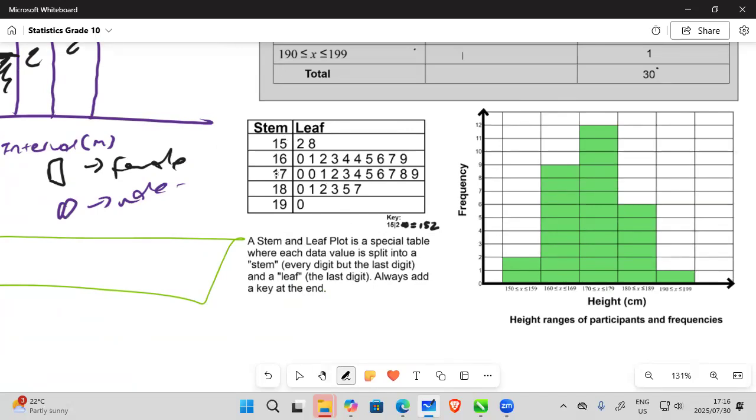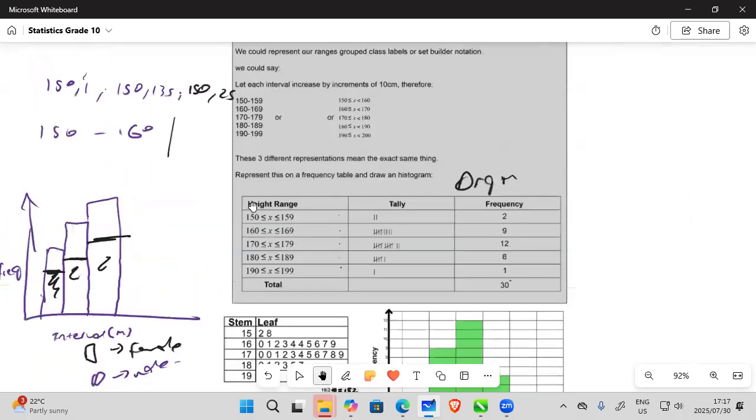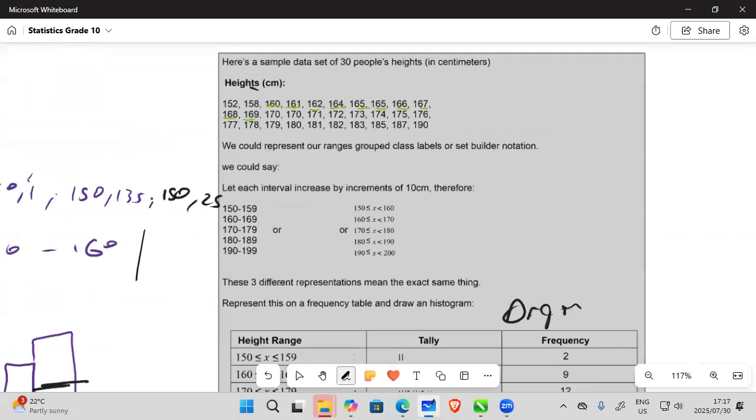We're doing the exact same thing, but with the stem and leaf plot, this is what we do. The stem represents, so see what we're dealing with. We're dealing with 3-digit numbers here, 158, 164, right? The stem takes every digit but the last digit. So we're not taking the units, we're taking the hundreds and the tens, right? And we put it in here. If you go back here, you can see that we got 15, 16 here, we got 17 here, we got 18, and then we got 19. Can you all see that?